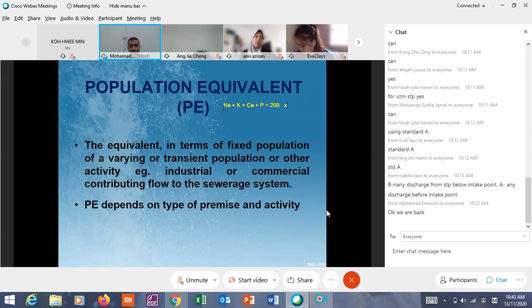What is the population equivalent? For example, for one house, what is the population equivalent? For one hospital, how can we convert it to population use? For a hotel, how can we convert it to population use? Okay, so for each type of premise, we have a number of PE. Then we can calculate the total PEs for all the premises.